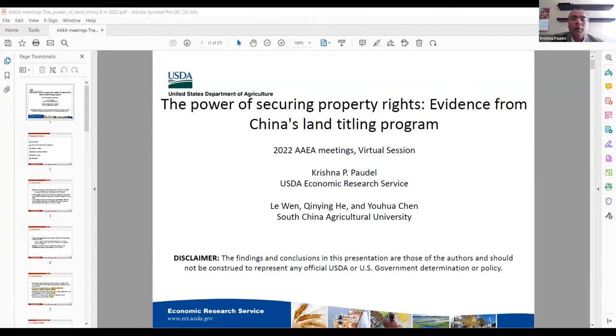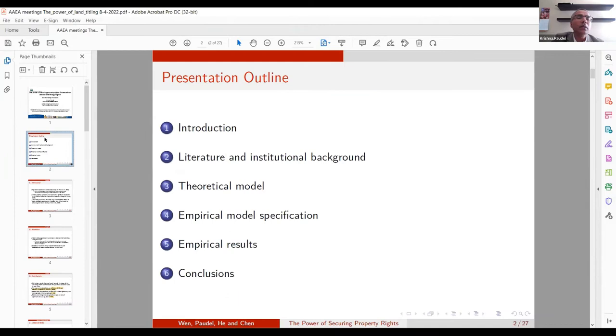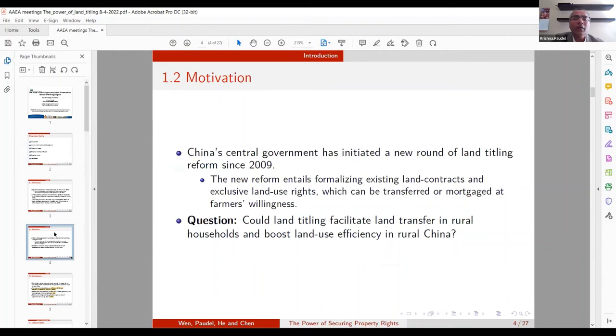So we use DID and— Excuse me, yeah. We still see the first slide. So— Oh, you don't see the slides? Oh yeah, now. Can you see the slides now? Yeah. Okay.